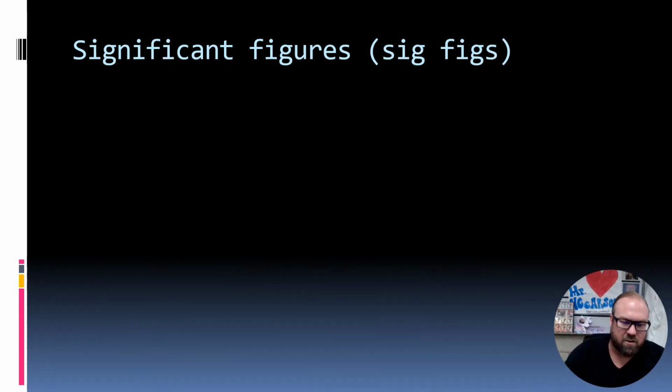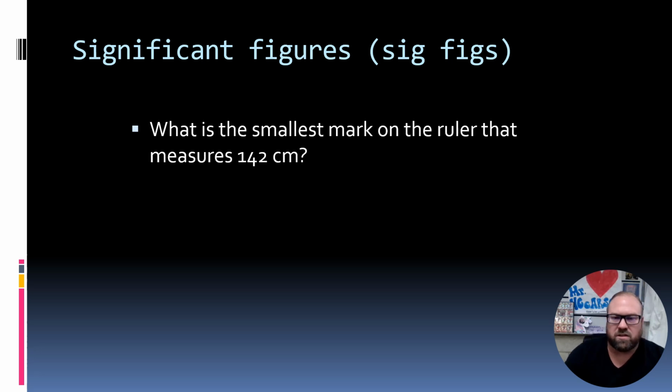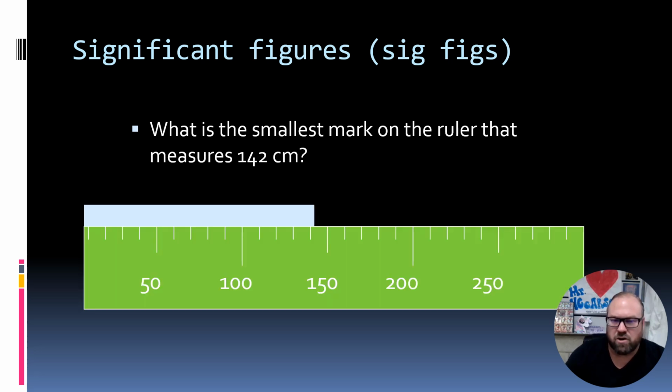Okay, so let's take a look at another example. On this one, it wants to know what is the smallest mark on the ruler that can measure 142 centimeters. So let's take a look here at our ruler in question. So we've got our line, this white bar on top, and then we've got our green ruler. And if we take a look, we got 100, 150, 200. But then if we take a look at the smaller numbers in between, right, this looks like it's 110, 120, 130, 140, and then it goes to 150.